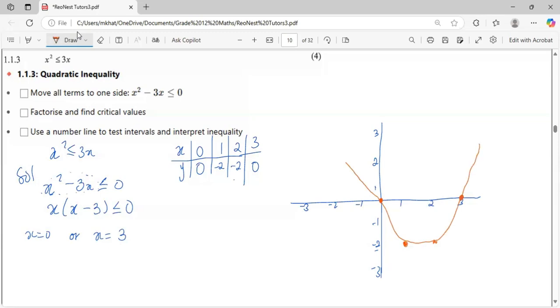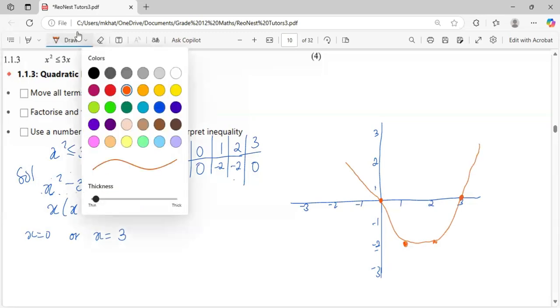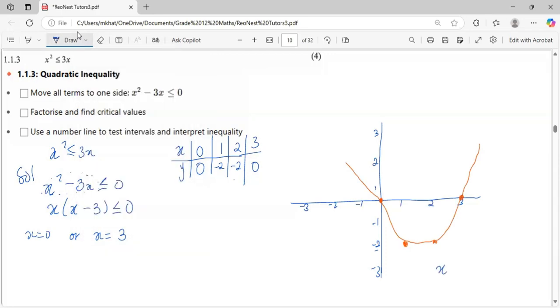Okay, so this is the graph. After this, I can interpret from this graph that my graph starts from 0 and it ends at 3. So to say this, I'm going to say x has to be greater than or equal to 0, and x has to be less than or equal to 3. Or I can say that x is an element of [0, 3]. So you can see.